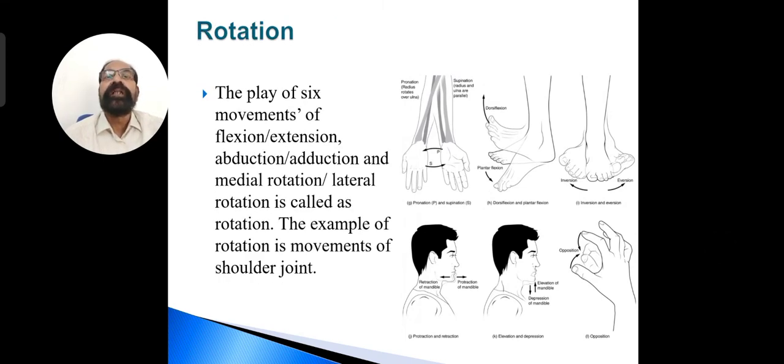Then we have one more term called rotation. The play of six movements, flexion, extension, abduction, adduction, medial rotation and lateral rotation, is called rotation. The example of rotation movement is our shoulder joint, the ball and socket joint.